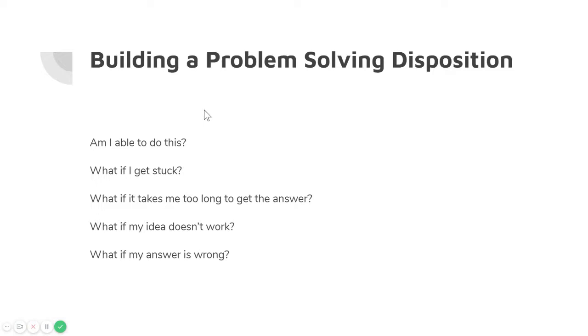What if it takes me too long to get the answer? What do we do? What are the next steps? Is it okay if it takes me a long time? Yeah, it's okay. What we need to do is have those steps ready so that we can move forward.